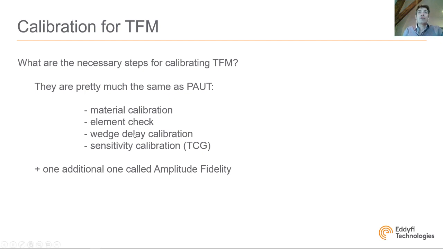You have to do an element check. You have to make sure that all your elements are working properly. You have to do a wedge delay calibration if you are using a wedge. You want to make sure that you are properly accounting for the angle and the height of your wedge when you're calculating your time of flight. You can also do a sensitivity calibration, and I will show you that after. So TCG, if you want to make sure that you have the same amplitude everywhere in your region of interest. And there is one additional calibration step, which is called Amplitude Fidelity.